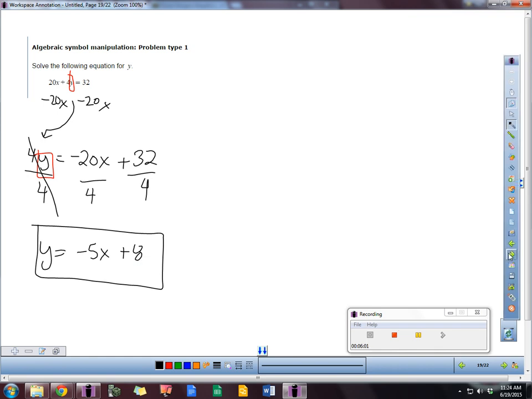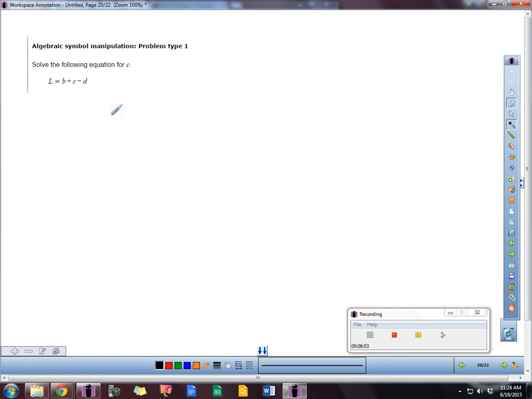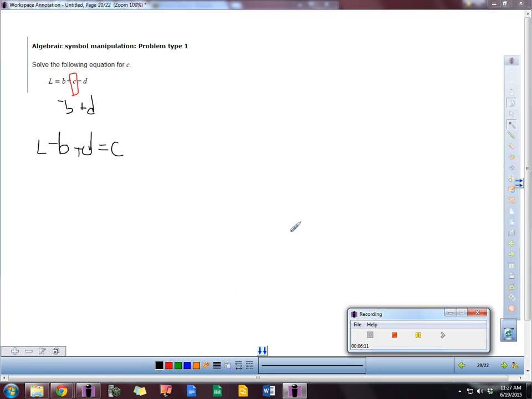All right, let's take a look at this example. It looks like we're trying to solve the equation for c. All right, so take a moment and try to get c by itself. All right, class, again, we're trying to get c by itself. So notice it was a positive d, so I'm going to subtract it to both sides. It was a negative d, so I'm going to add it. And so c is by itself, and now I have l minus b plus d.